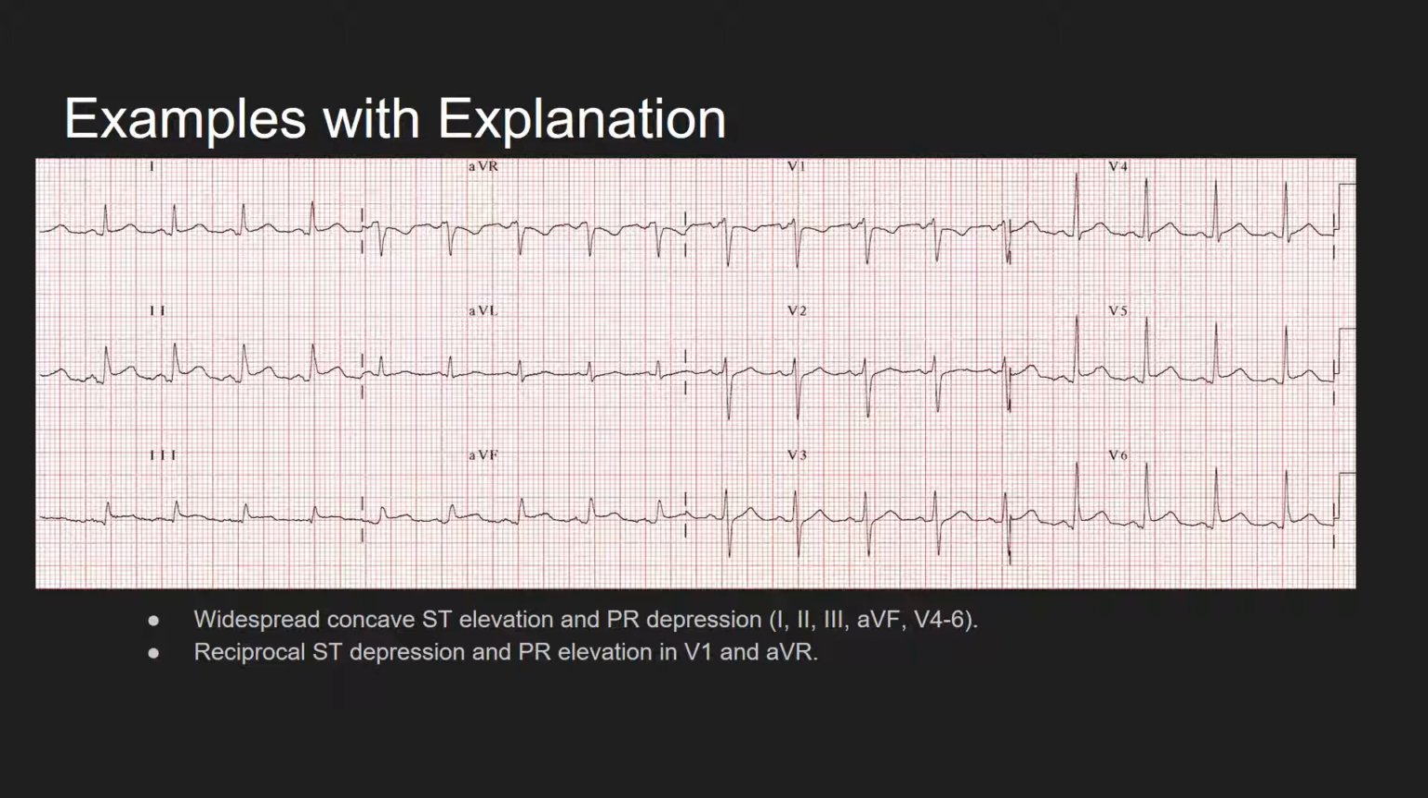All right, so this is another good example. You're going to see that widespread concave ST elevation and that PR depression. You can see it really well in leads 1, 2, and 3. And then you're also going to see the reciprocal ST depression and PR elevation in V1 and aVR.